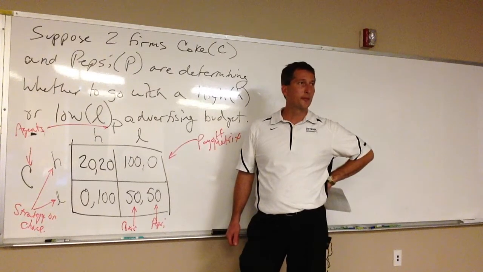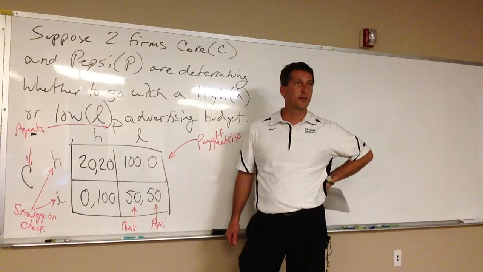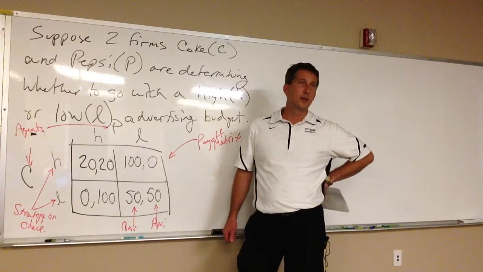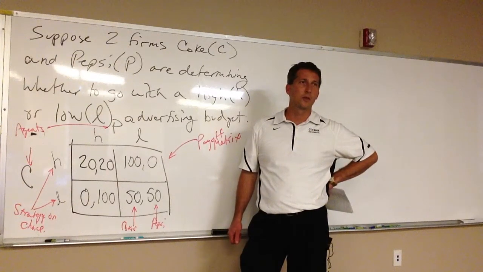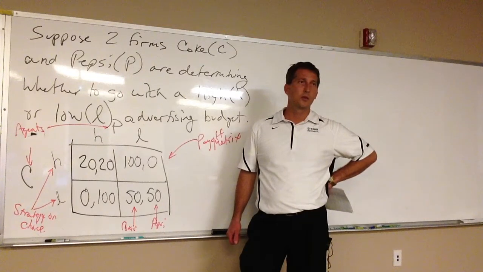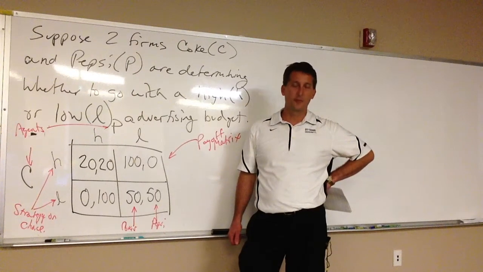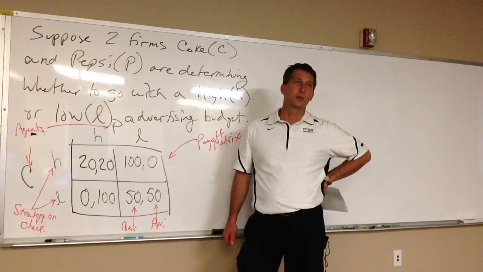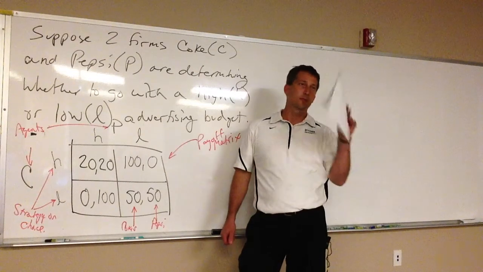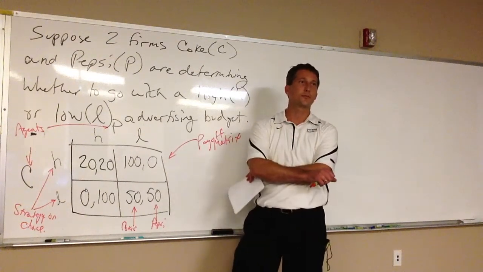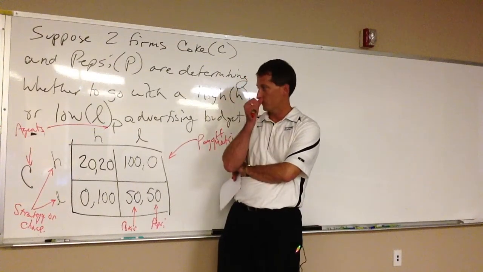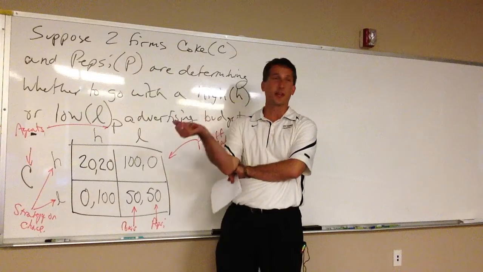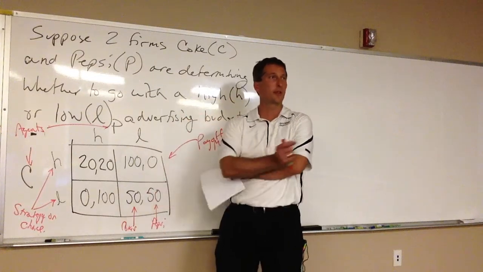What do you guys think? Justin? I mean, you could argue both, that they would both go high and both end up in 20-20, because they're like, well, if we go high and Pepsi doesn't do anything, then we got that 100 million. Okay. But Pepsi's probably sitting there thinking the same thing. If we go high and Coke doesn't gamble and doesn't do it, then I think they both end up in 20-20. So you're thinking 20-20 more so than 50-50?